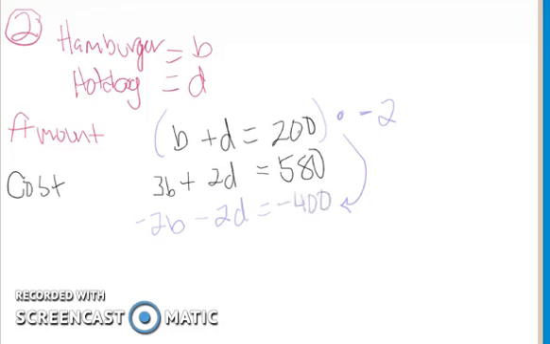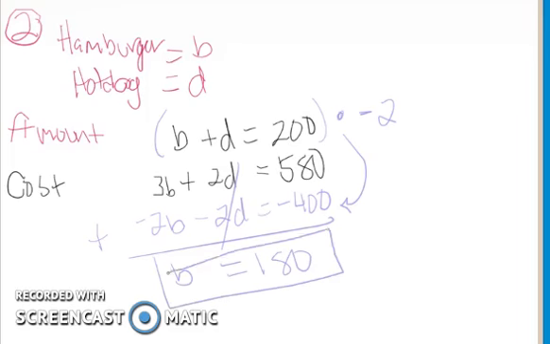That's negative 2 times 200 is how I got that. We can add these. 3b minus 2b is just one burger. Those are going to cancel. So one burger should be 180. Not how much that costs, I'm sorry. That's how many burgers they sold. So they sold a lot of burgers. 180 burgers versus only 20 hot dogs.